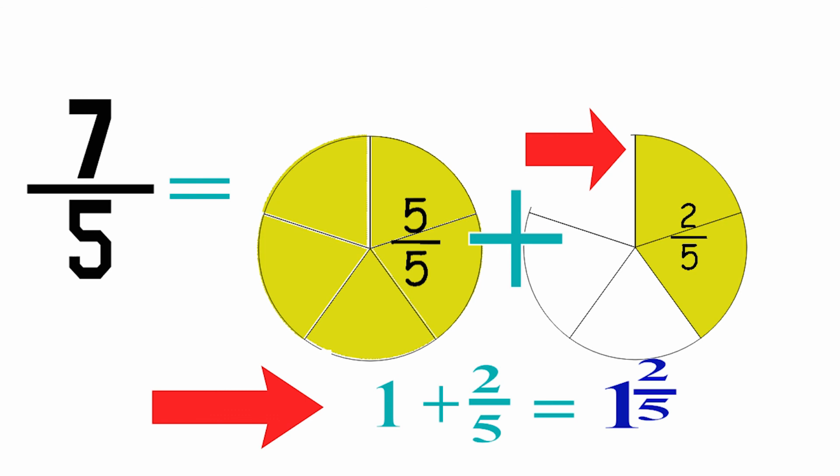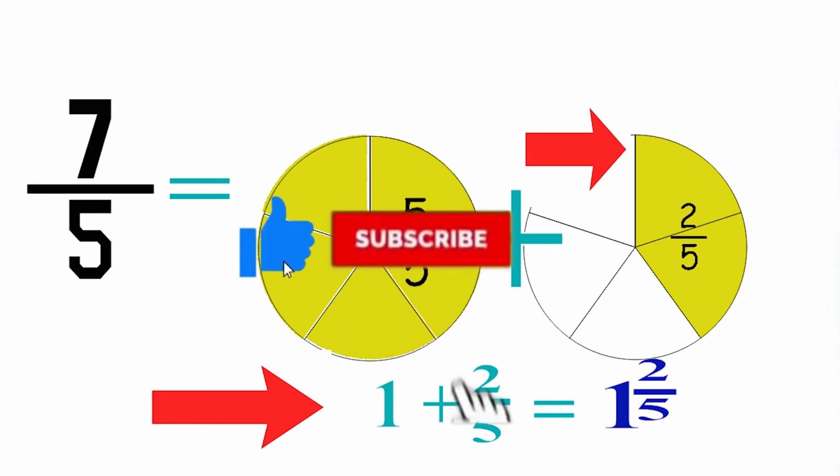And this is how you turn an improper fraction into a mixed number. I'm going to do one more video where we can do a few examples just so that you can get used to this, and then we'll move on to another area.